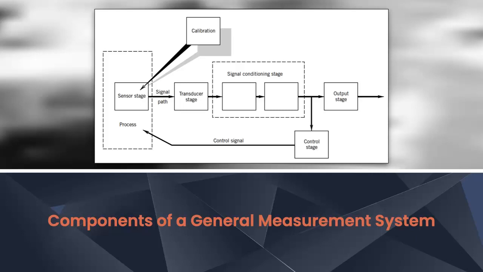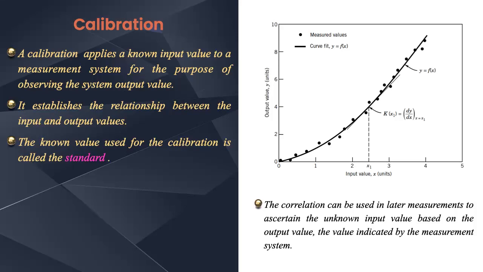And we have to remember that before we use a sensor, it needs to be calibrated. I'm going to explain the process of calibration now. Calibration is the process by which we apply a known input to a measurement system for the purpose of observing the system output value.